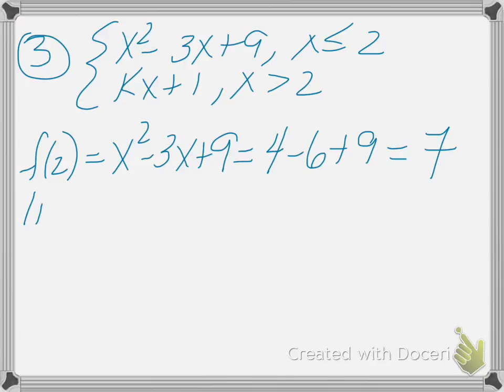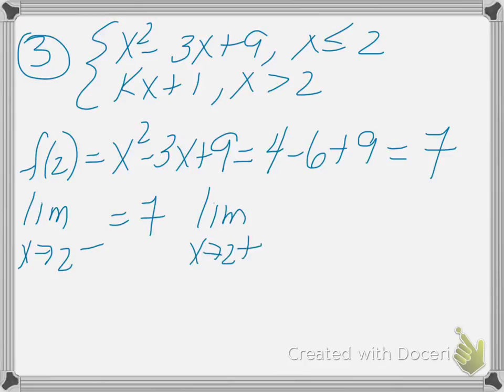Then you're going to do the limit as x approaches 2 from the left side. So we're going to use the top function for that, but you already know that that equals 7. Then you're going to do the limit as x approaches 2 from the right side, which will be the second one, which is kx plus 1. So if you put 2 in for x, you get 2k plus 1.